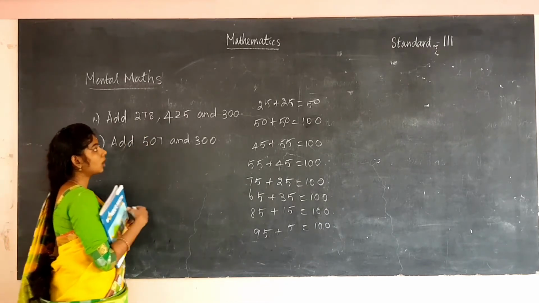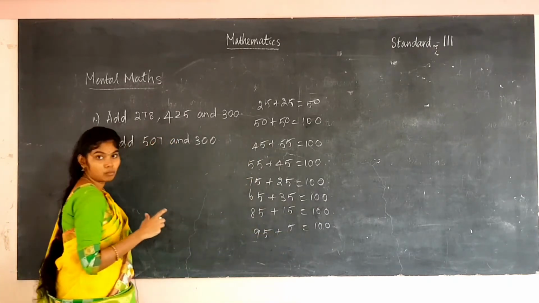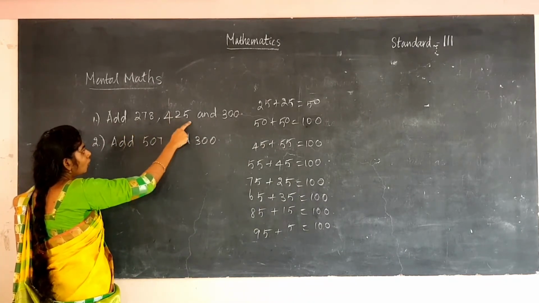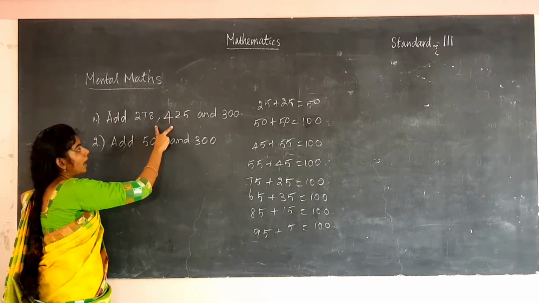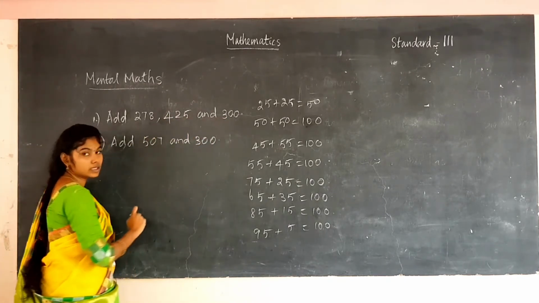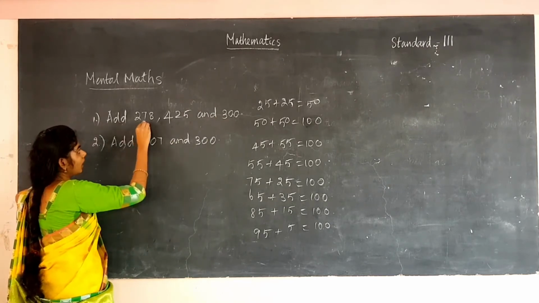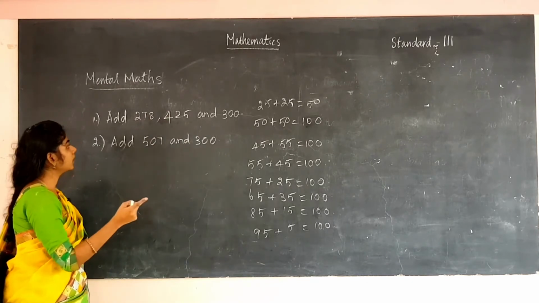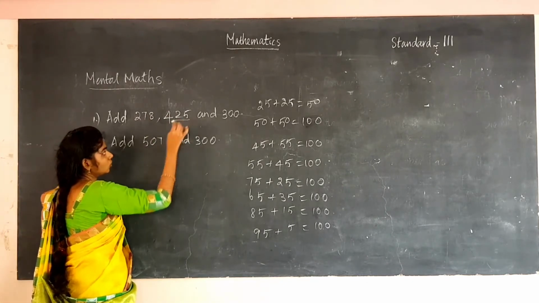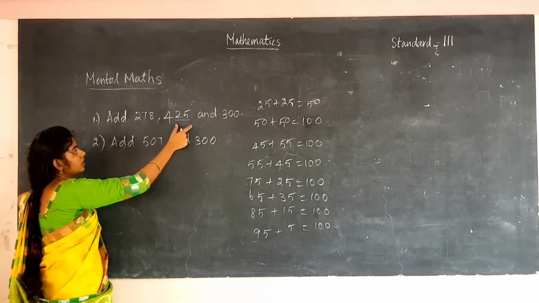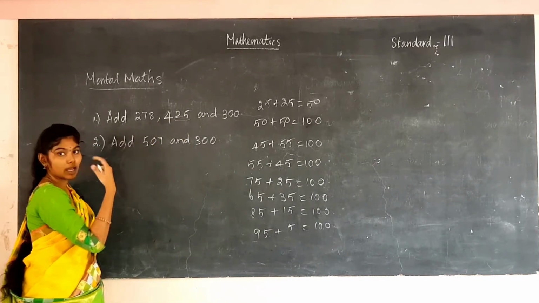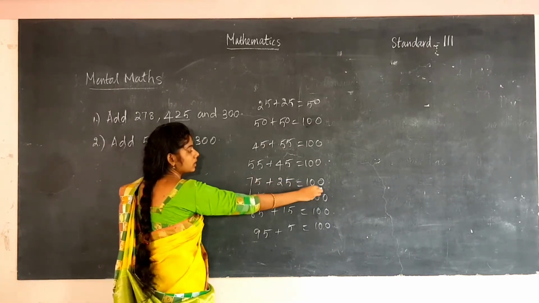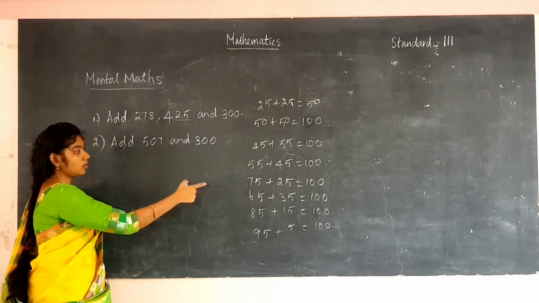First you have to know about the sum of the friendly numbers. Here I am taking 278 and 425. First I am going to add these two numbers, and at last I will add the number 300. So see here: 278, 425. Check the last two digits, 25. The 25 is added to which number to get 100? Think about that. 25 plus 75 will get us 100.